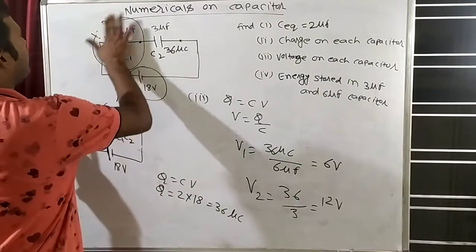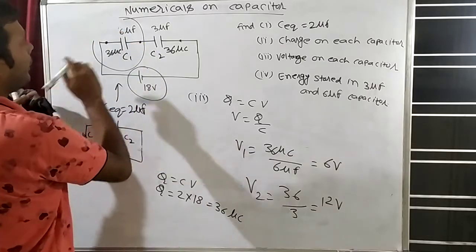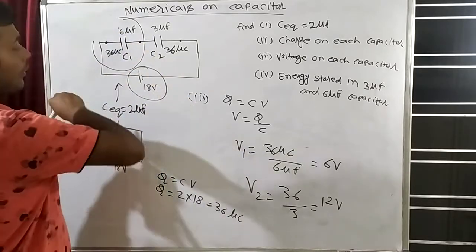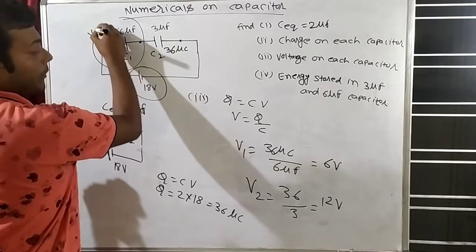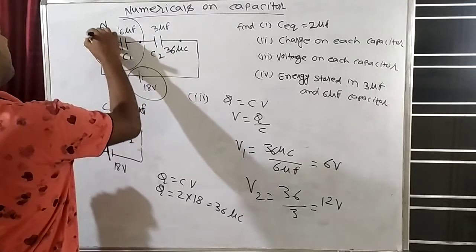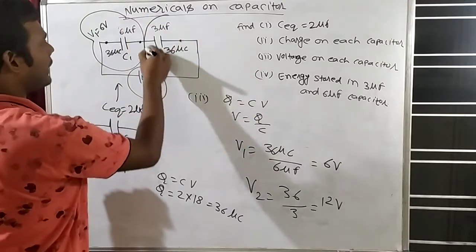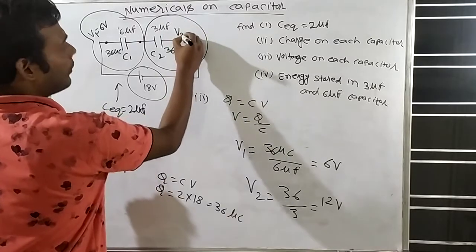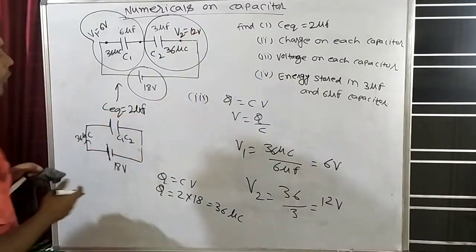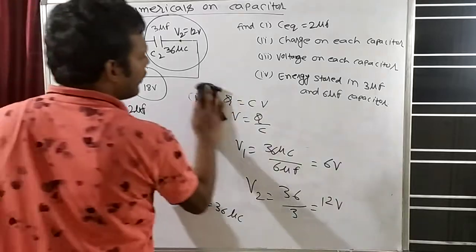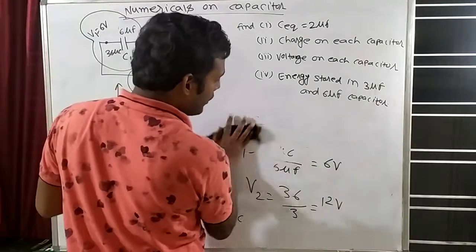So see that here I am writing V1. How much is it? Tell me. V1 is how much? 6 volt. And what is V2? See here. V2 is how much? 12 volt. Now I am doing this one. Now we know all the data.